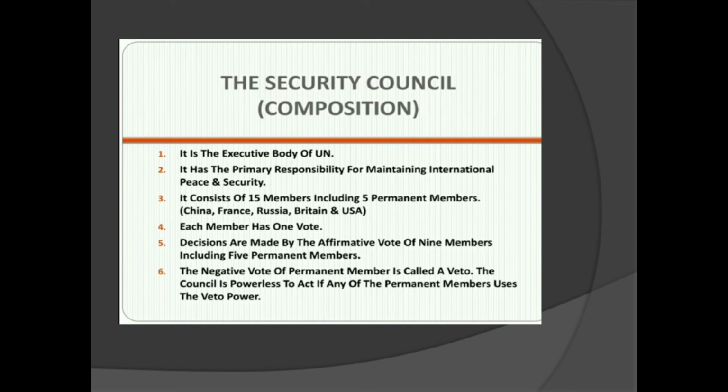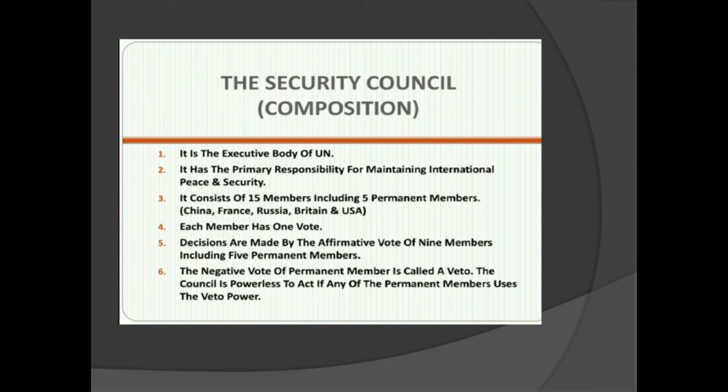Now, these non-permanent members are elected by the General Assembly. So now you get to know the General Assembly's function, which is to elect the non-permanent members. These 5 remain permanent. The rest of the 10 are elected by the General Assembly for a term of 2 years.